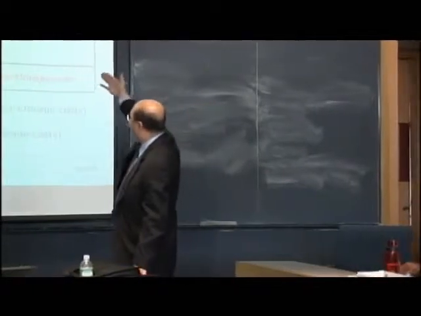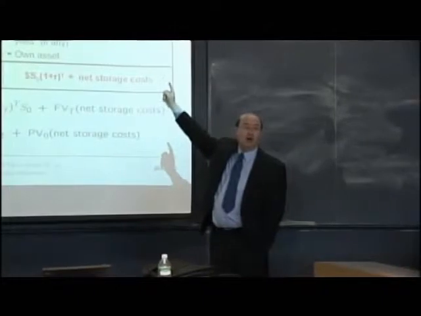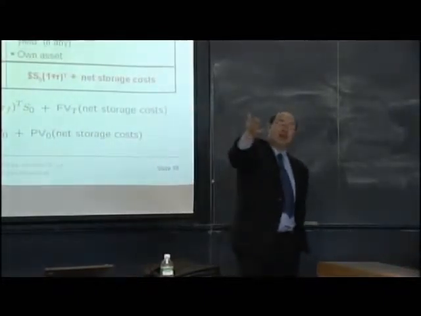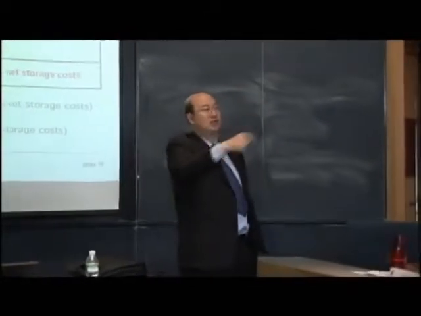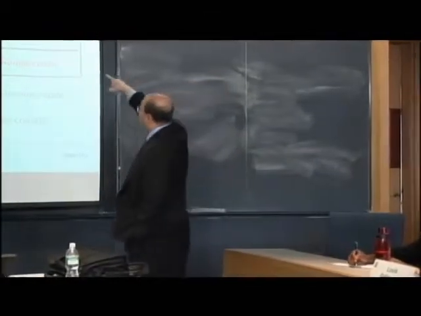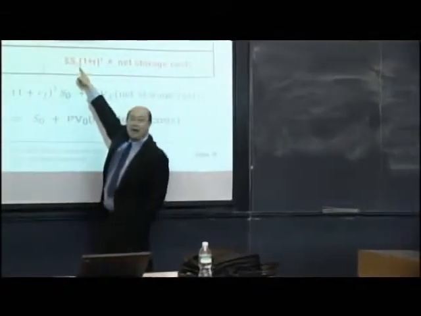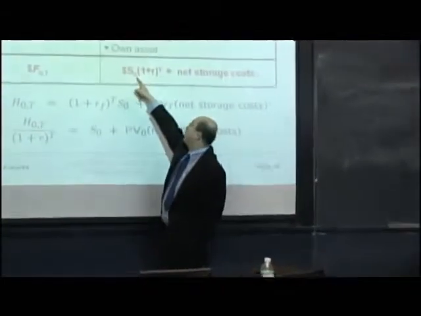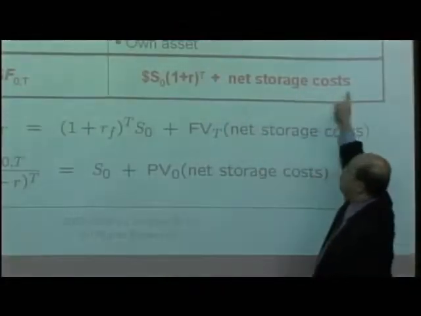And at the end of that time T, you have to pay interest on your loan. So you borrowed S sub 0 dollars. You don't get that for free. You've got to pay interest on it. This is the question about interest. And so at this point, capital T, you have to pay back the money you borrowed: S sub 0 times (1 plus R) to the capital T, plus whatever your storage costs are.